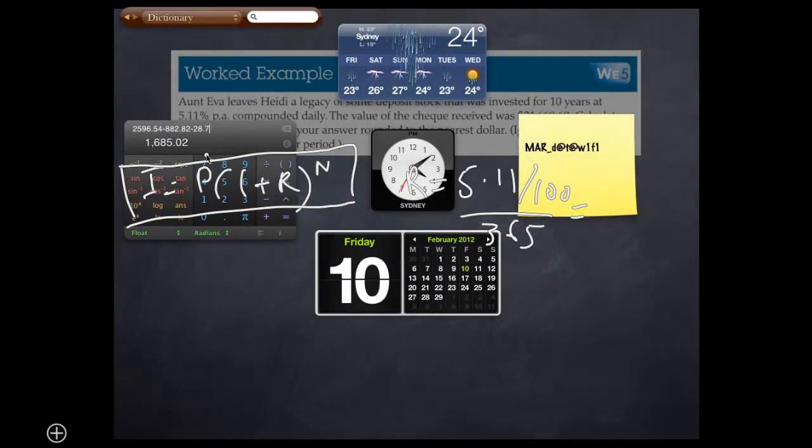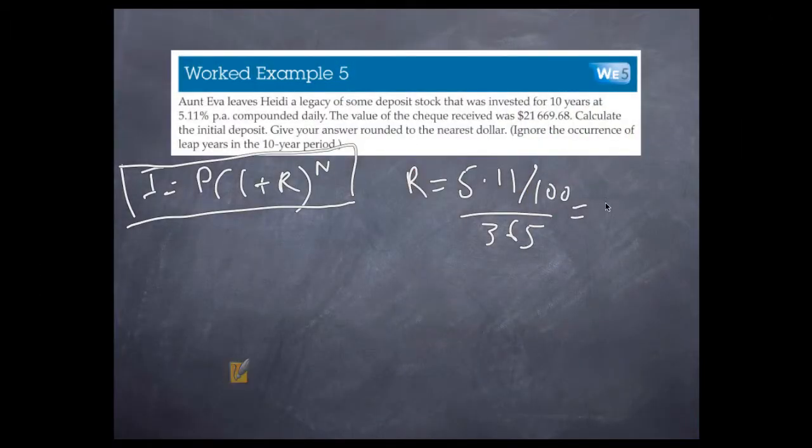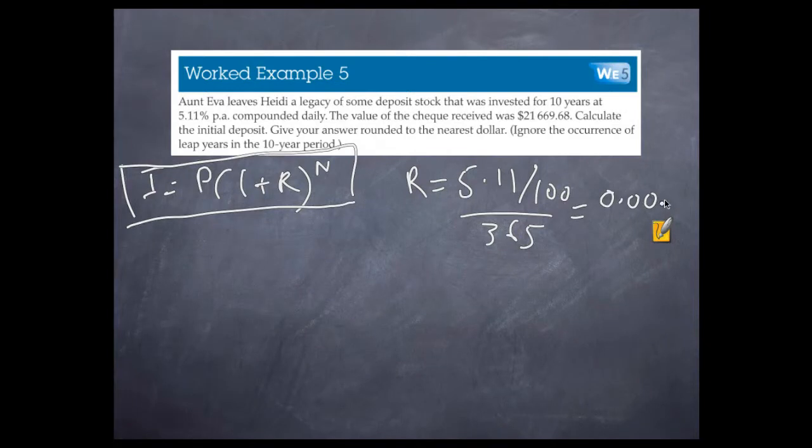So we have 5.11 divided by 100, and let's divide that by 365. Okay, so we have 0.000014.